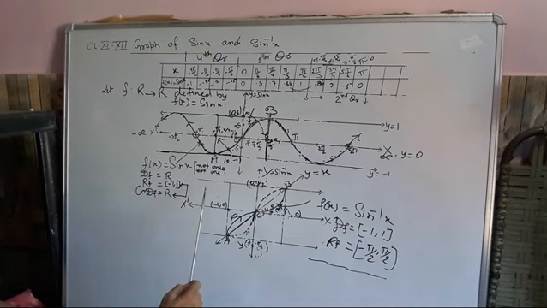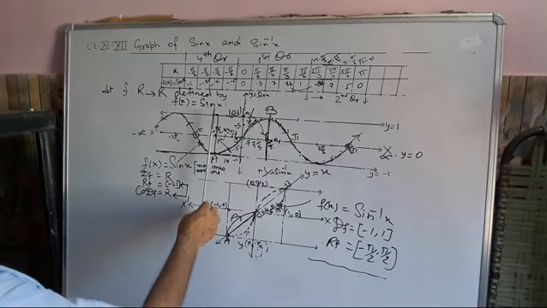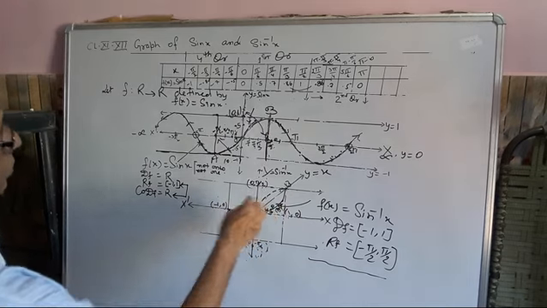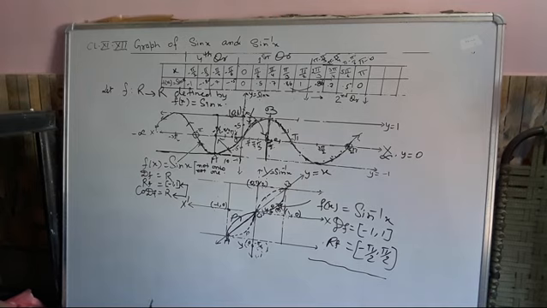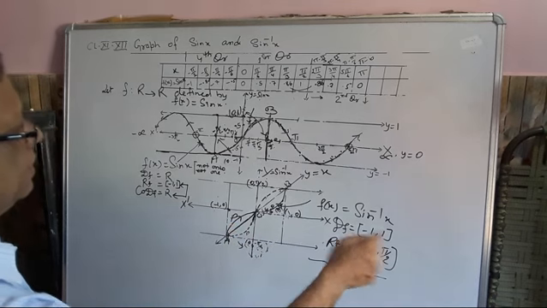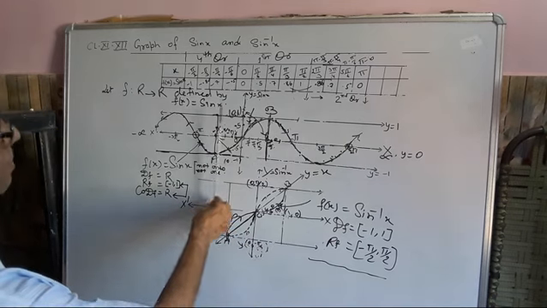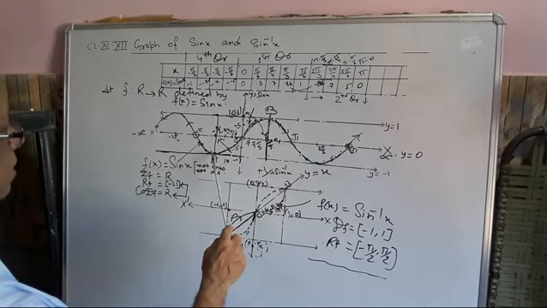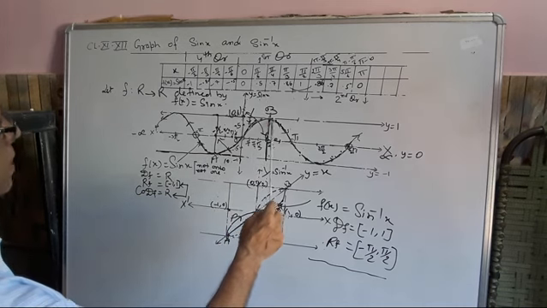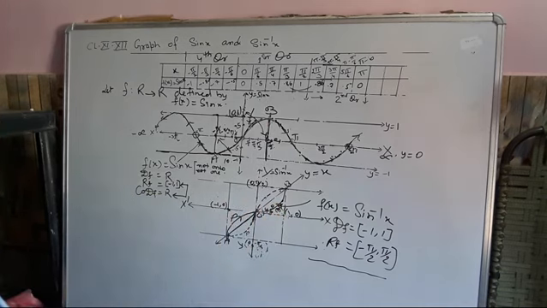So for plotting sin inverse x we need to restrict the domain to minus π/2 to π/2. There are so many intervals: minus 3π/2 to minus π/2, minus π/2 to π/2, π/2 to 3π/2, like that. But we restrict to minus π/2 to π/2. So our graph AOB is invertible because it is one-one and onto from minus π/2 to π/2.